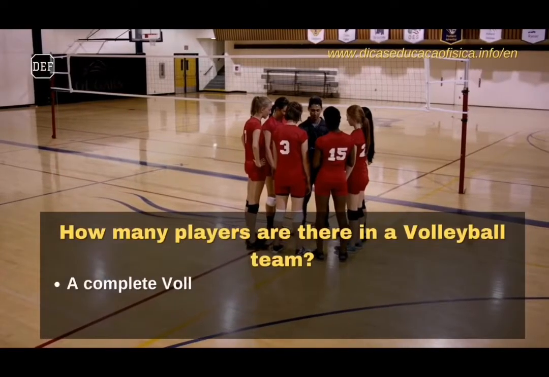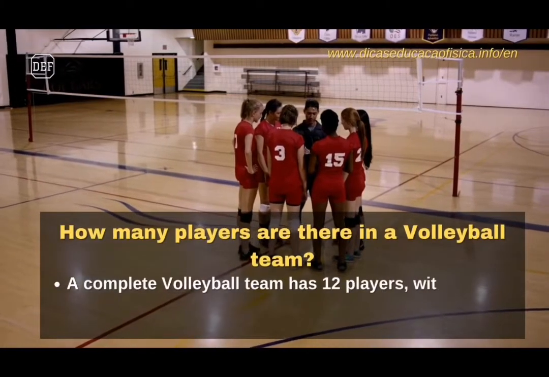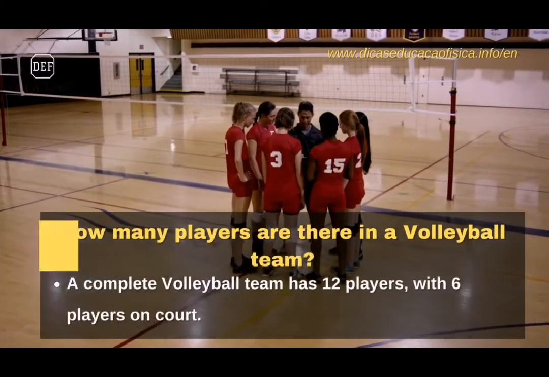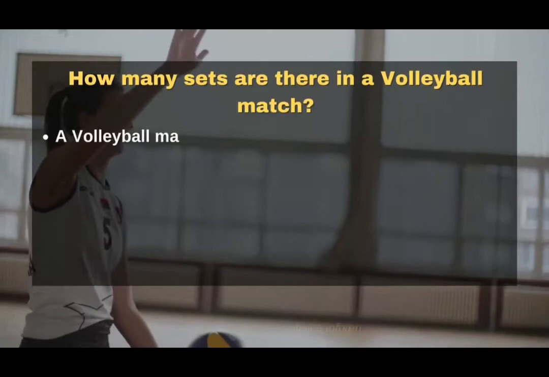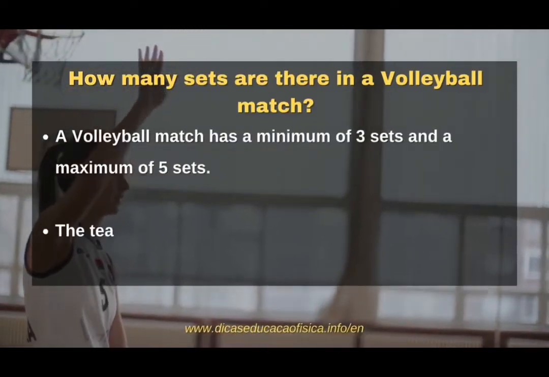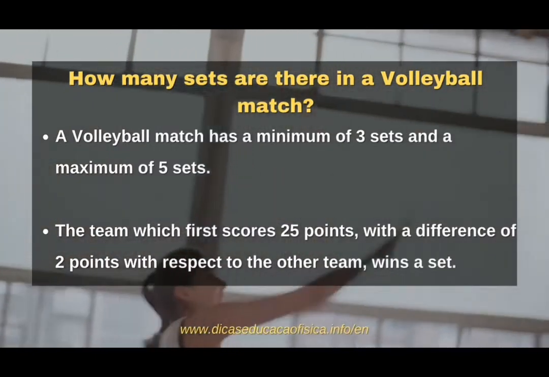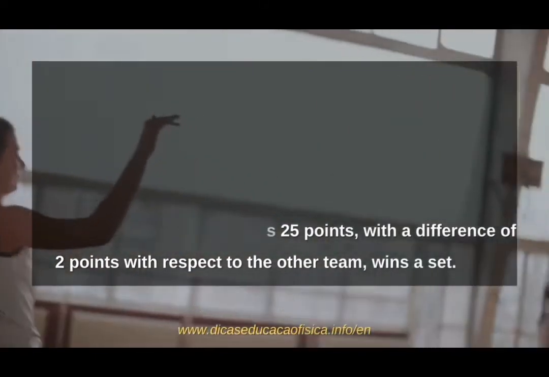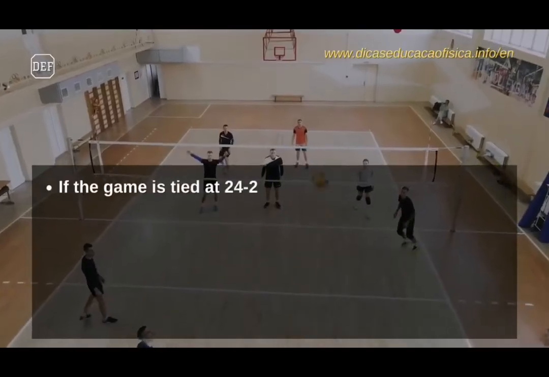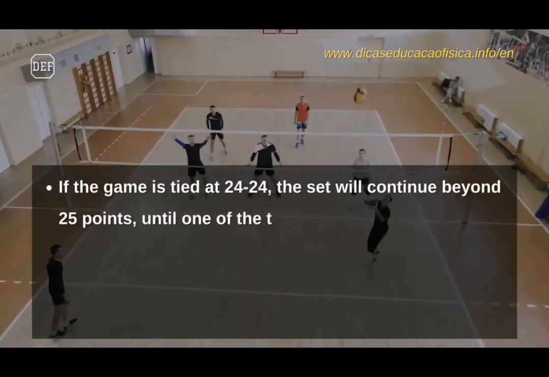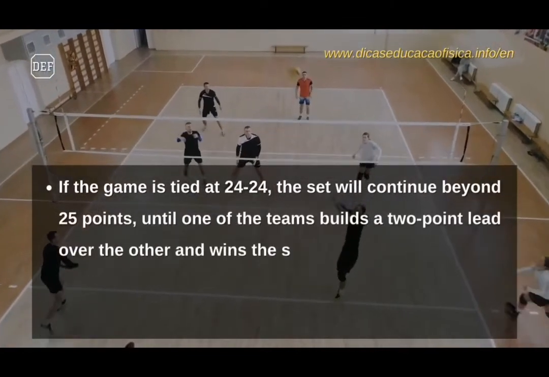How many players are there in a volleyball team? A complete volleyball team has 12 players, with 6 players on court. How many sets are there in a volleyball match? A volleyball match has a minimum of 3 sets and a maximum of 5 sets. The team which first scores 25 points, with a difference of 2 points with respect to the other team, wins a set. If the game is tied at 24-24, the set will continue beyond 25 points, until one of the teams builds a 2-point lead over the other and wins the set.